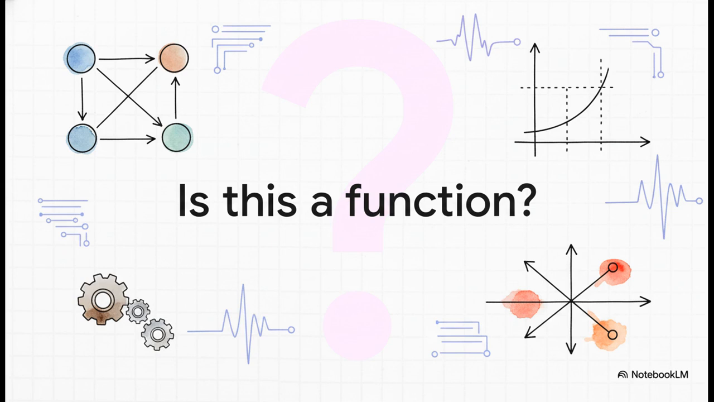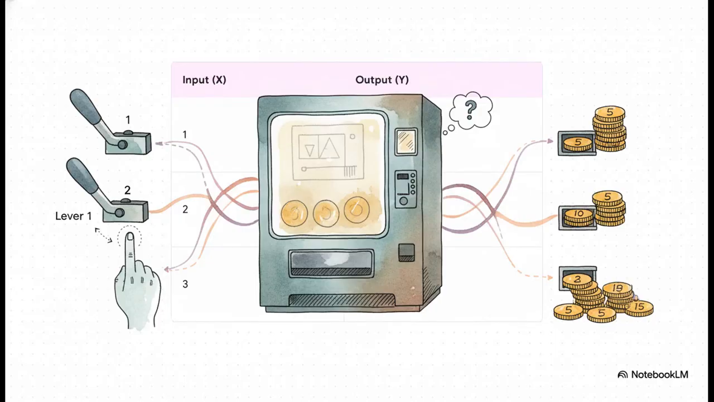Let's look at our first example. What do you think? Is this a function? So here's our setup. On the left, we have our inputs, our x values. Think of those as the buttons you press. On the right, we have the outputs, the y values. That's the snack you get. So button 1 gives you a 5, button 2 gives you a 10, and button 3 gives you a 15.